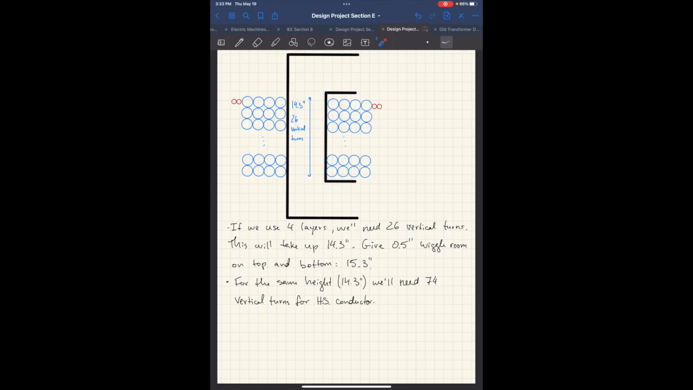So to complete 1138 turns, we'll need 15.4 layers. I'm not going to draw every single layer, but you get the idea that there are going to be 15.4 layers.